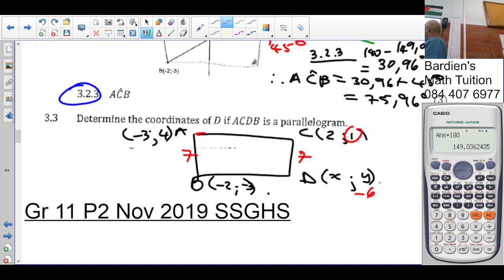Can you see that? Then, I move from A to C, I'm affecting my x. Not so. From negative 3 to 2. Negative 3 to 2 is 5, so that must also be 5. Not so. What's negative 2 plus 5? 3, and that's your D. D is going to be 3 and negative 6. Okay.